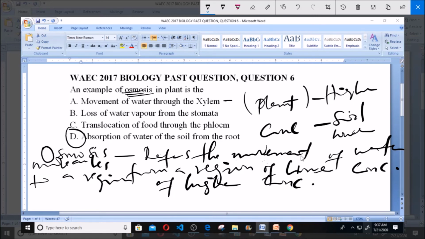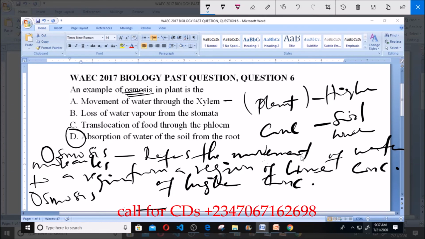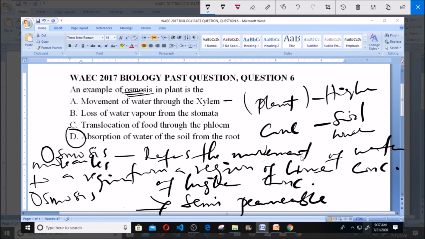Now, this is osmosis. For osmosis to occur, there must be a semi-permeable membrane, which in this case is the tissue of the plant, like I told you. So our answer is absorption of water from the soil by the roots. This is an osmotic process.